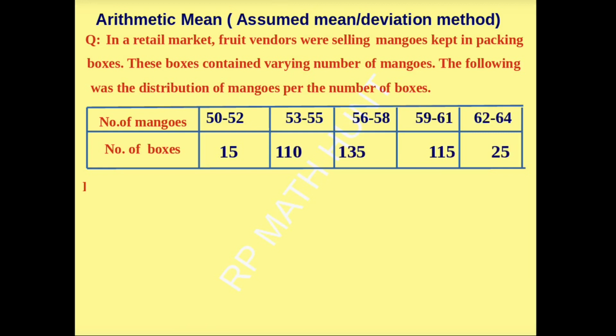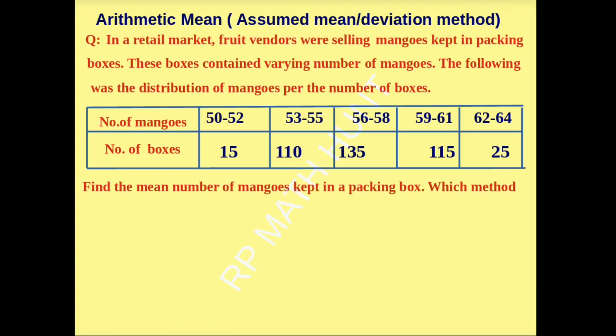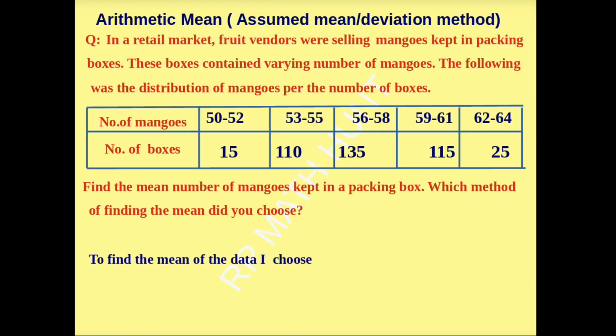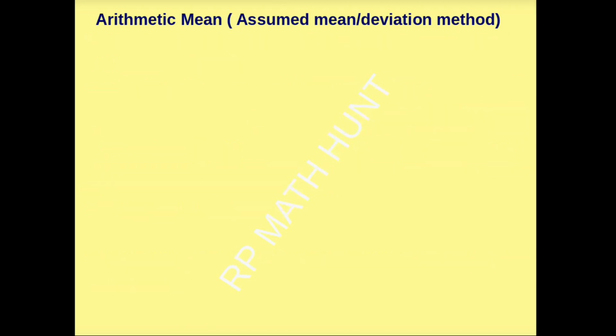Now, boxes 15, 110, 135, 115, 25. Now, find the mean number of mangoes kept in a packing box. Which method of finding the mean did you choose? To find the mean of the data, I choose the deviation method since the data values are big. Arithmetic mean: assumed mean, deviation method.